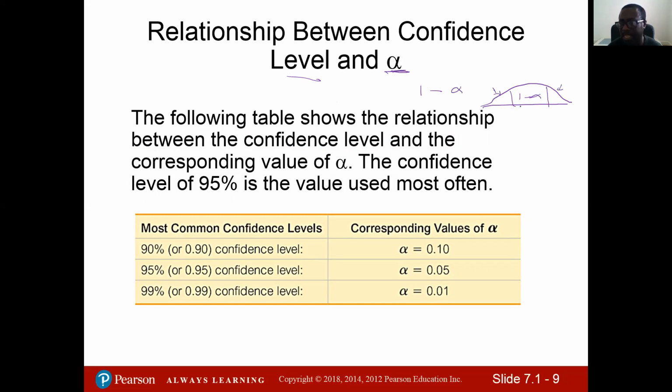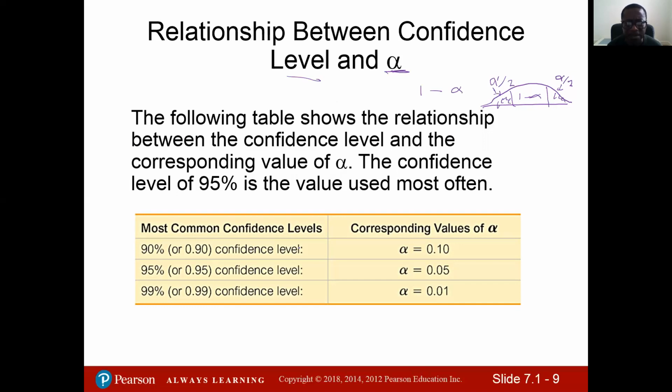So that when we add everything, that should be 1 or 100%. So each tail is alpha over 2. Okay, over 2. That is this part.